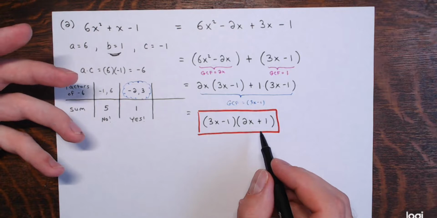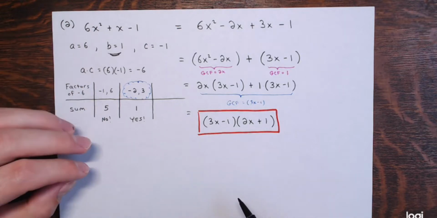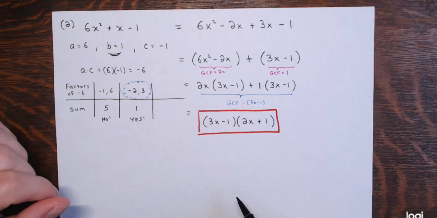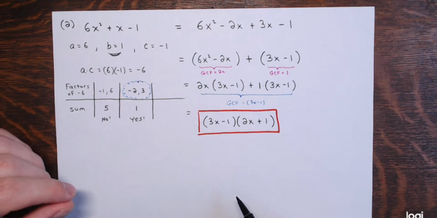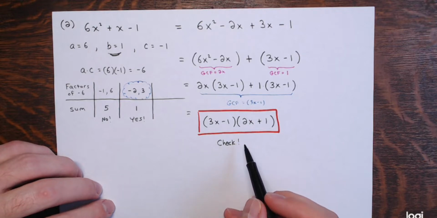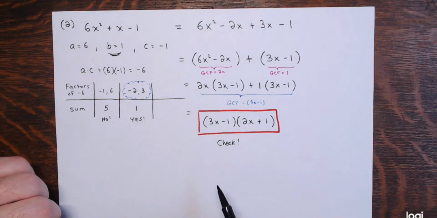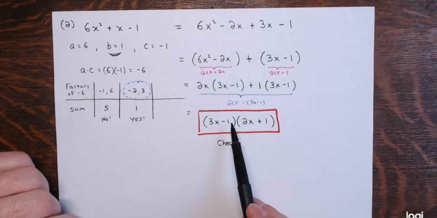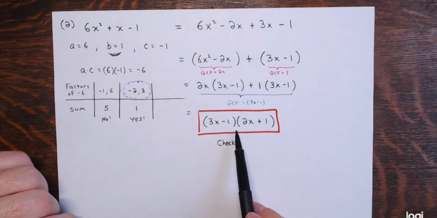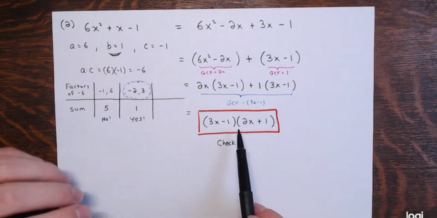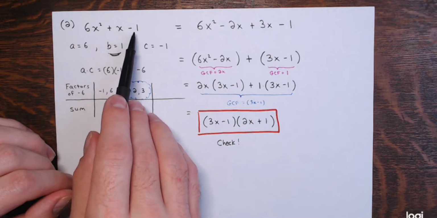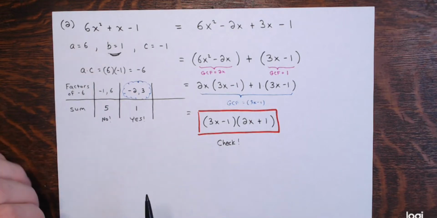Please understand that the order that the factors come in does not matter. Multiplication is commutative in the real numbers. And please don't forget to check. You can check in the ways that I showed you for example 1. Multiply this out. Distribute the 3x to the 2x plus 1, then distribute the negative 1 to the 2x plus 1, and combine like terms, and you should get 6x squared plus x minus 1 back. And I leave it to you to check.